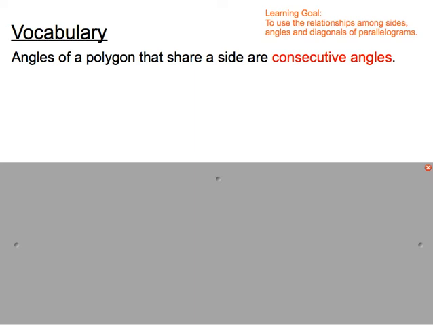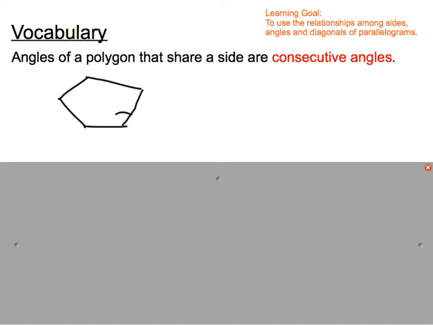Now, a new definition: angles of a polygon that share a side are called consecutive angles. If we think about the word consecutive in English, it means right after each other. So if we were to draw a polygon of any number of sides, let's think about a pentagon for instance, we have a five-sided figure, two angles that share a side.